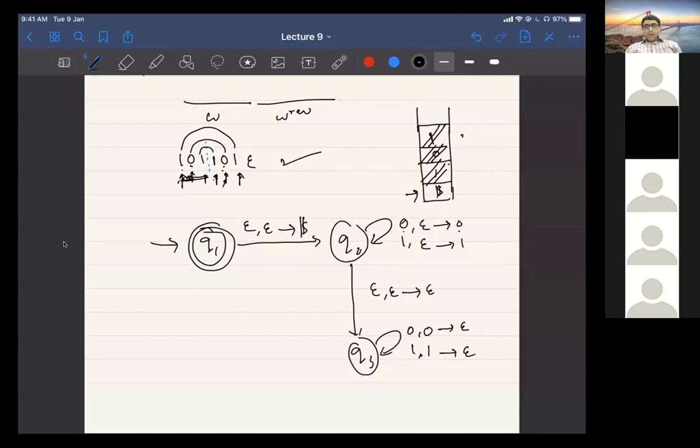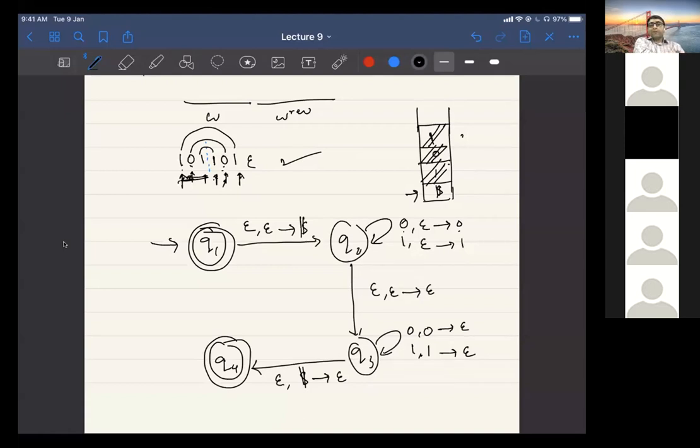Right? And if it is the case that, yes, indeed we found the right middle point, then after doing all this process, we should be left with nothing in the input, okay? And nothing on the stack. So we just pop out this dollar sign and we go to state Q4, which must be the accepting state. And this is the PDA.